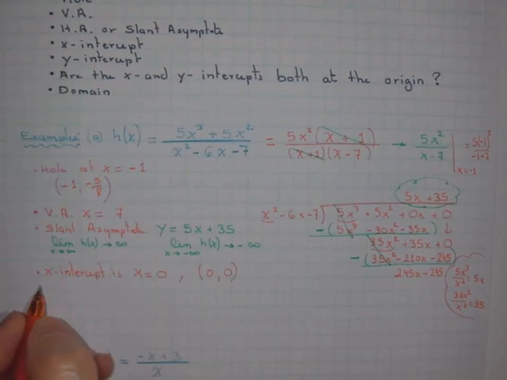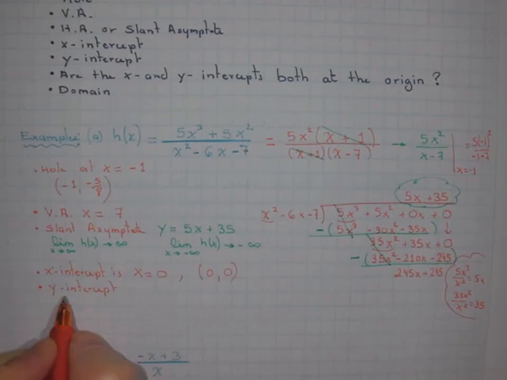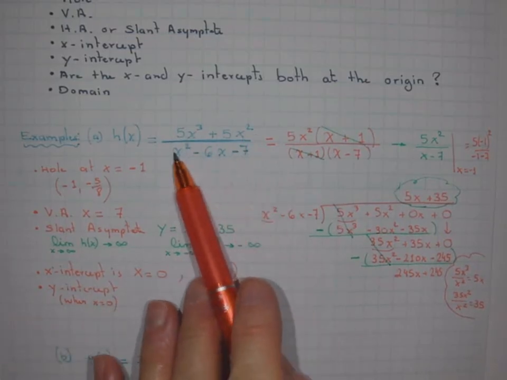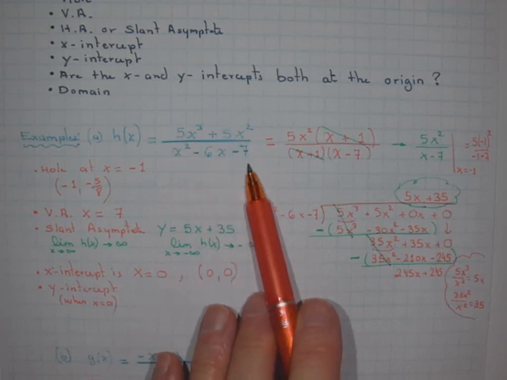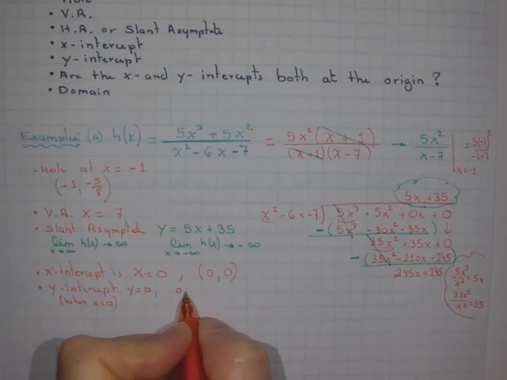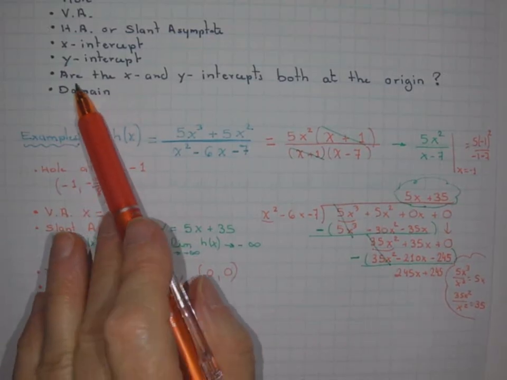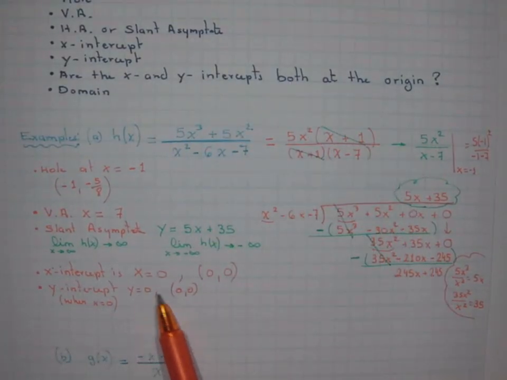Then we need to give the y-intercept. The y-intercept is when we substitute a 0, right? Because the y-intercept is always when x equals 0. So when you plug in a 0 everywhere, you would end up with 0 over negative 7. 0 over negative 7 is 0, but we already knew that because we had it up here, right? So the y-intercept is at y equals 0, which is the point (0, 0). The next question is, are the x- and y-intercepts both at the origin? And the answer would be yes, right? They're both (0, 0).